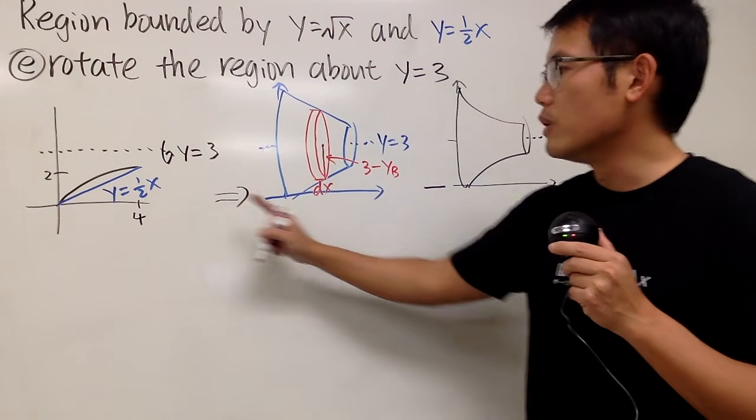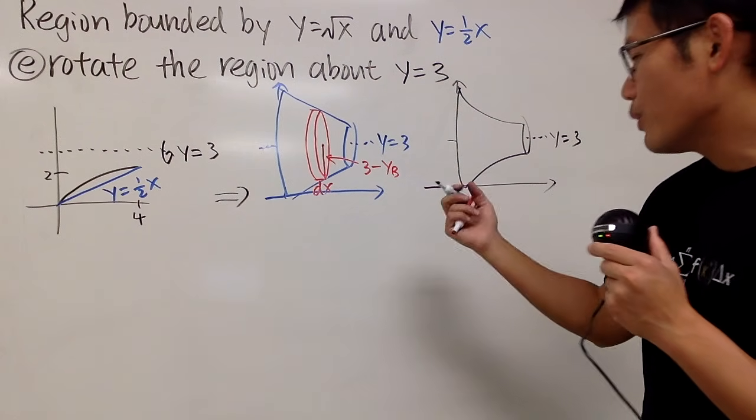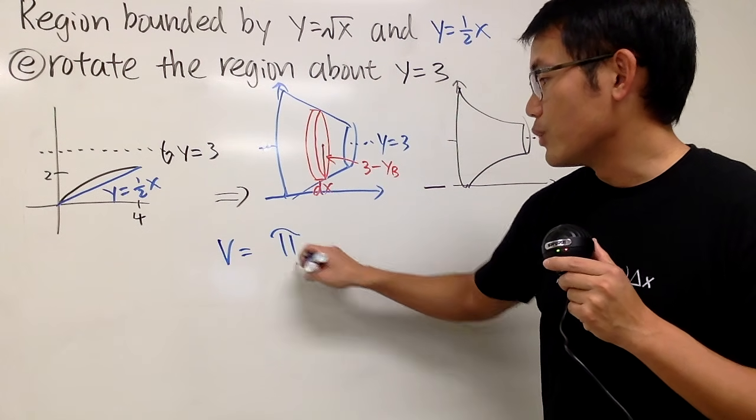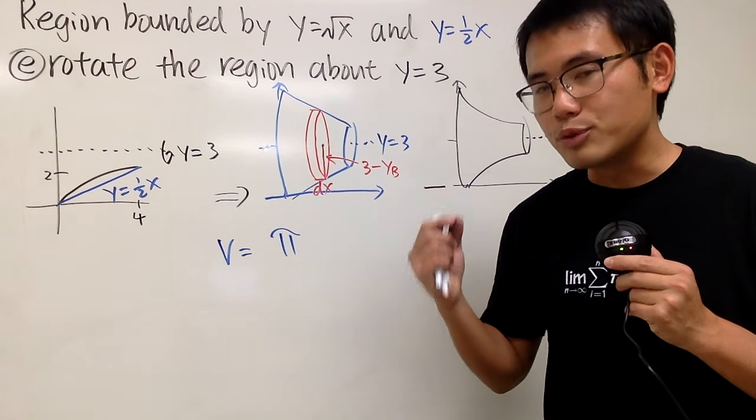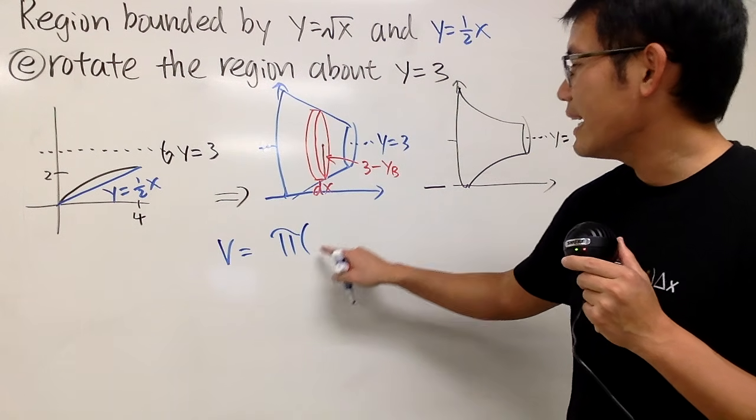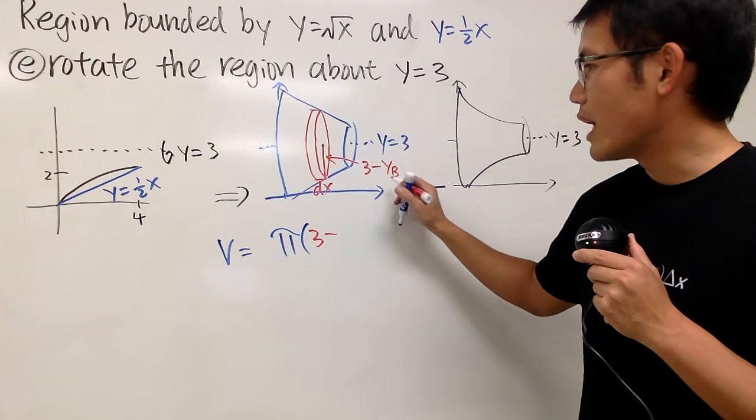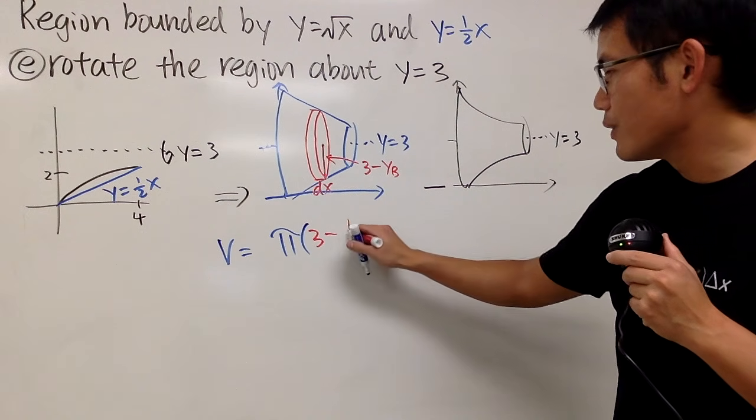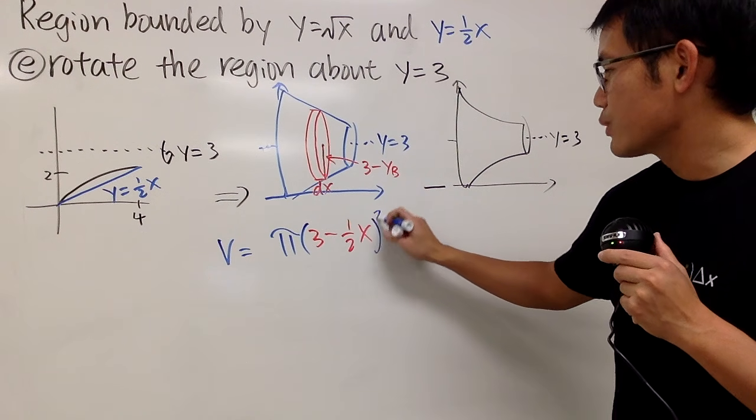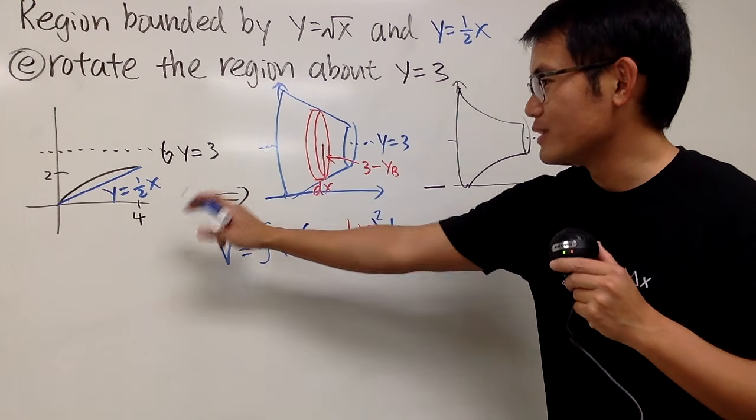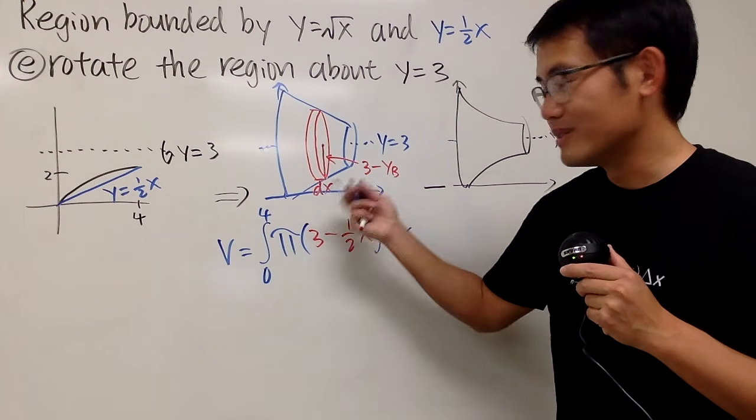Because we are in the x world, we have to use that. So go ahead and write down the volume. This is equal to, we're using a disk method, so it's pi times the radius squared, where the radius is 3 minus yb, which is now 1/2 x. Square that, and you dx that, and you integrate this from 0 to 4, because we are in the x world. So just like that.